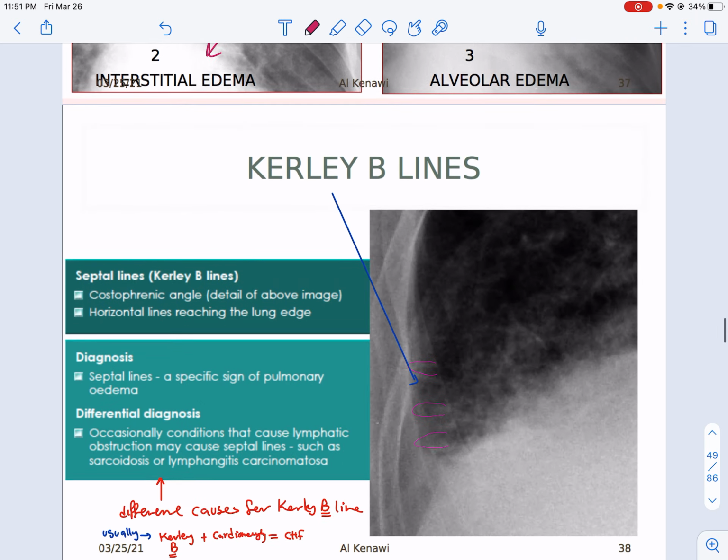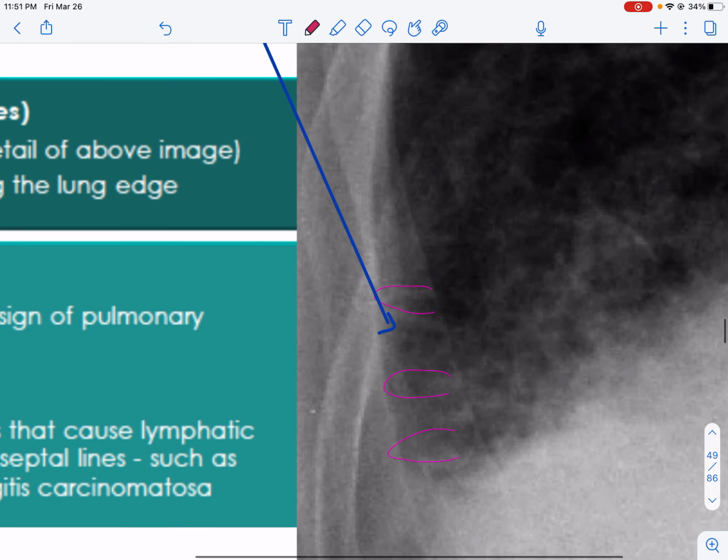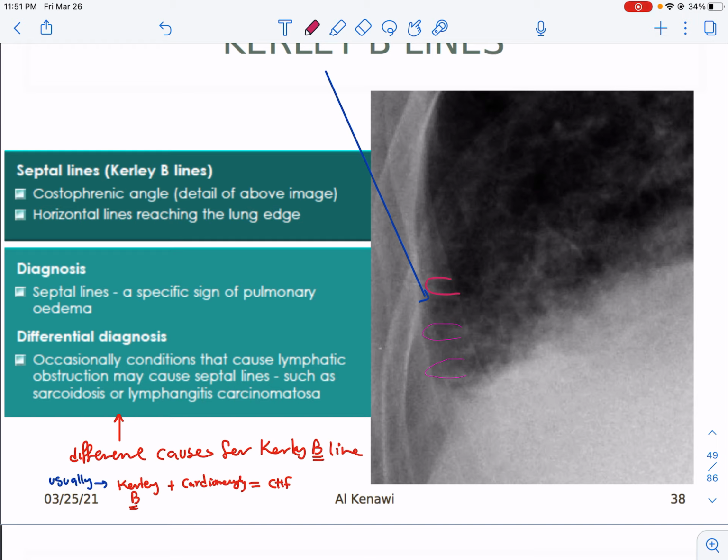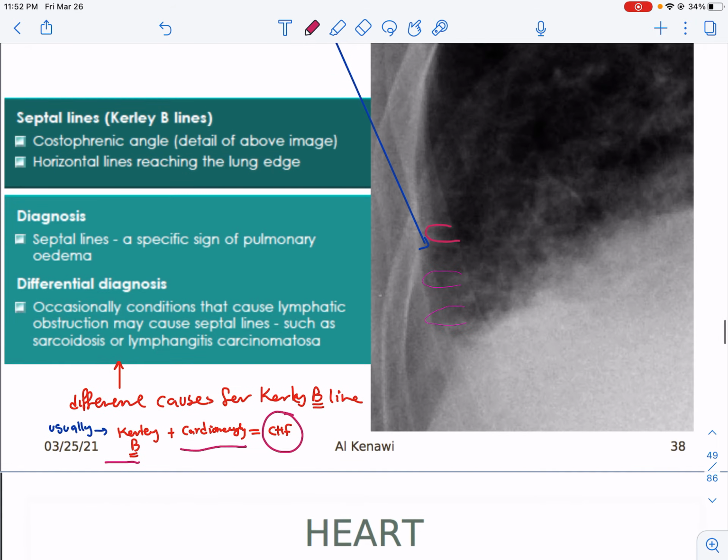تمام. الكيرلي بي, I don't know if you can see it or not, I'm just gonna draw it again. So this is the curly B lines. If you see the curly B line, that might indicate heart failure or congestive heart failure. Usually if you see curly B line with cardiomegaly, it's gonna be congestive heart failure most of the time, but all of that is also based on the patient history and physical examination.